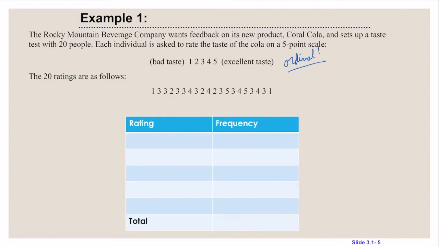1, 3, 3, 2, 3, 3, 4, 3, 2, 4, 2, 3, 5, 3, 4, 5, 3, 4, 3, 1. I don't know why I said all that out loud.